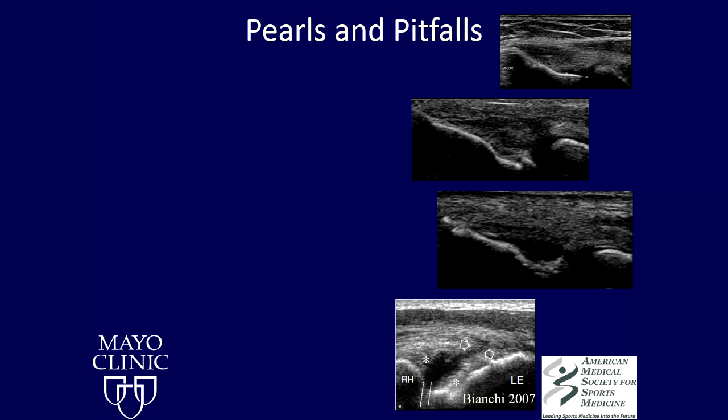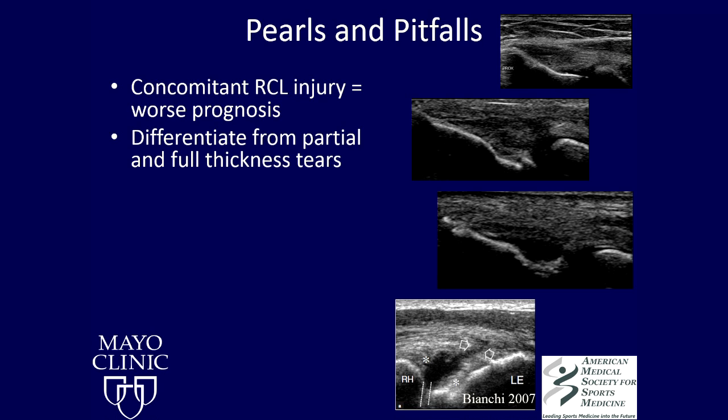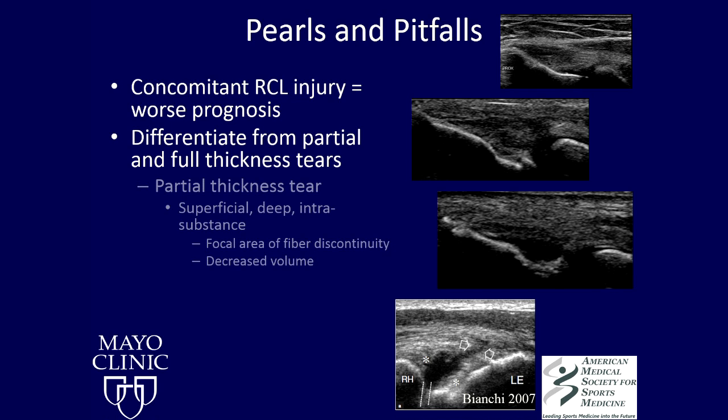Another thing that's very important is to look for concomitant radiocollateral ligament injuries, because that worsens the prognosis. So if you only have common extensor tendon origin tendinopathy and not a radiocollateral ligament tear, they do better non-operatively. But if they have a significant radiocollateral ligament tear such as this, that person is not going to respond nearly as well to non-operative measures.